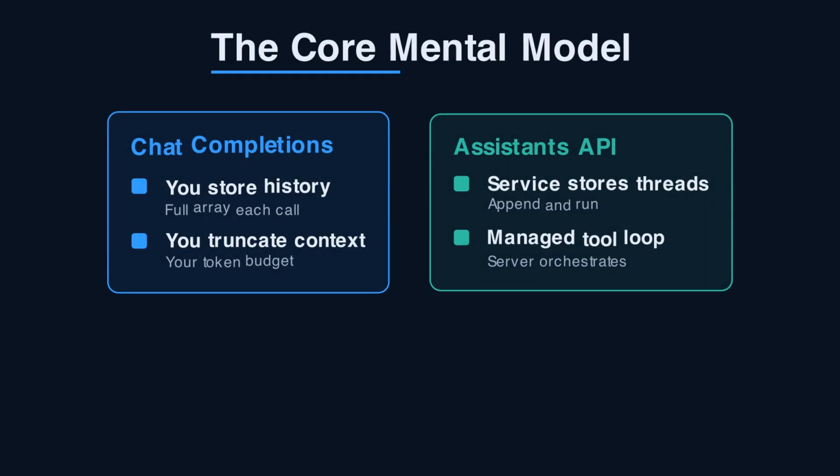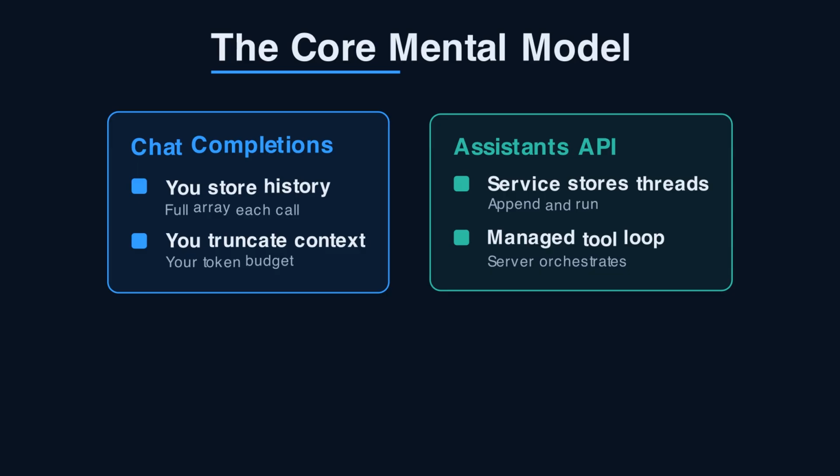Chat Completions is stateless. The Assistants API is stateful. With Chat Completions, the service remembers nothing between calls. Every request, you send the entire message array: system prompt, prior turns, everything. You own the conversation history, the truncation logic, and the storage.